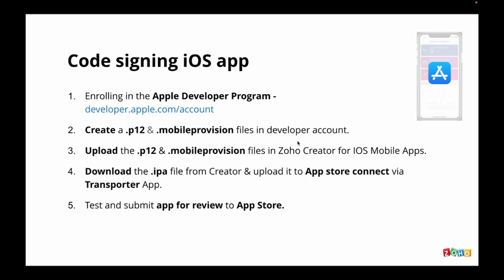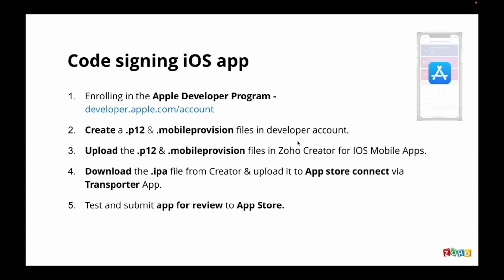First, you need to enroll in the Apple Developer Program. Once you enroll, you need to create two files, a .p12 file and a .mobileprovision file. These two files have to be generated from the developer account. Once these files are ready, you need to upload them back to Zoho Creator, which in turn gives you an .ipa file. And this .ipa file has to be uploaded to App Store Connect.